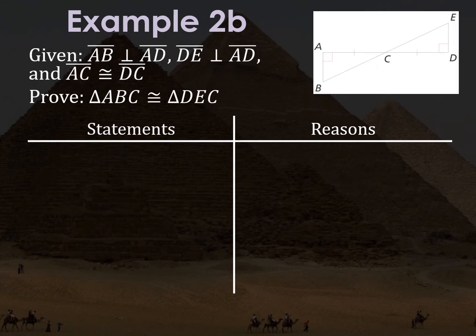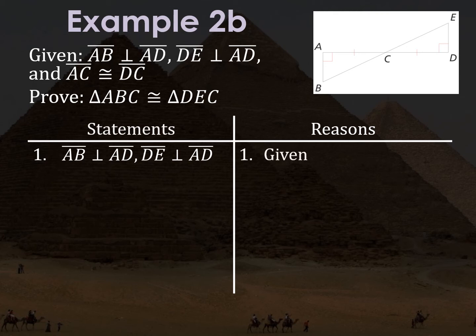2b, given that AB is perpendicular to AD, DE is perpendicular to AD, and AC is congruent to DC, prove that triangles ABC and DEC are congruent. So first we'll combine the perpendicular segments into one, and those statements are given. So what happens is when you have perpendicular lines, they form right angles. So AB perpendicular to AD form angle A as a right angle. We are given DE is perpendicular to AD, so therefore angle D is a right angle. So those two are right angles.